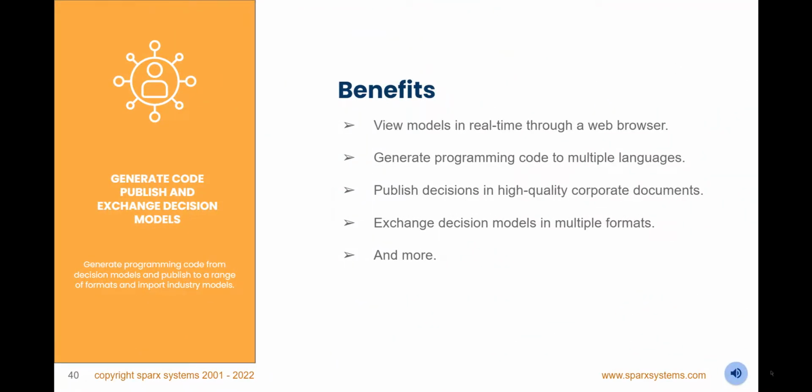Generate code, publish, and exchange decision models. In this topic, you will see how to generate programming code from decision models and publish to a range of formats, and import industry models. By the end of the topic, you will have seen benefits, including view models in real time through a web browser, generate programming code to multiple languages, publish decisions in high-quality corporate documents, exchange decision models in multiple formats, and more.